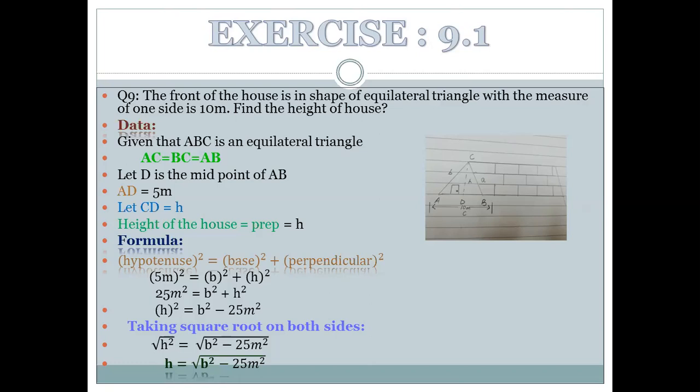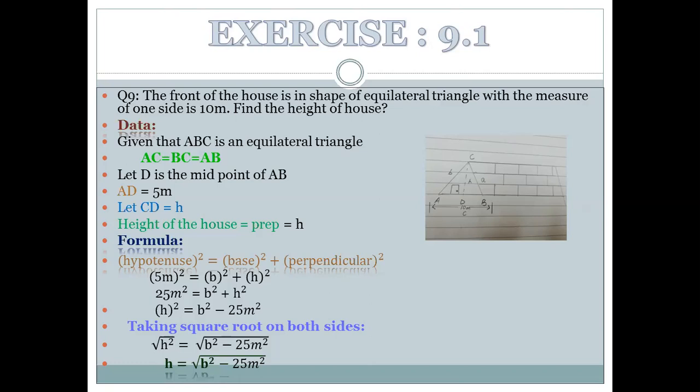Hypotenuse is, I mean the AC is B and BC is A. Definitely DC will be H. So we will calculate the height of the house. Apply the Pythagoras theorem over here because we convert this oblique triangle into two right angle triangles.